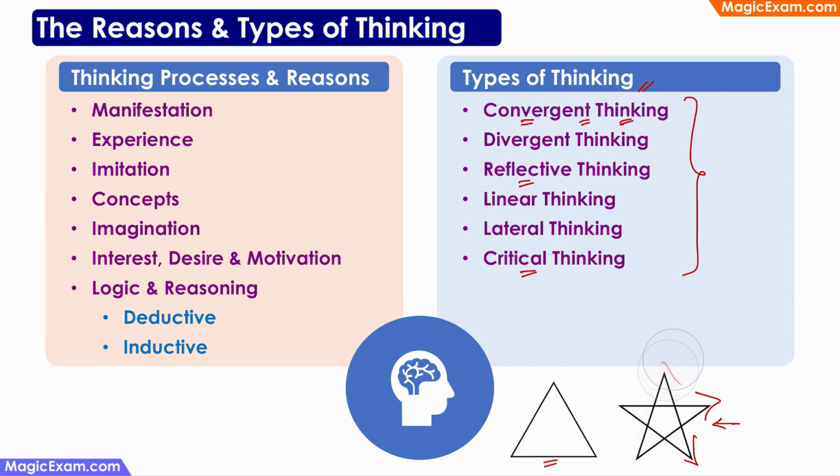Some children may look at it in a different way. They might see that there is one triangle in the middle and there are 3 small triangles. So if they calculate the area of this big triangle and add it to the area of these 3 small triangles, they will again get the area of this star. So children are looking at the same problem in different ways and they are trying to arrive at a similar solution, but they are all thinking in a different way. So that is divergent thinking.